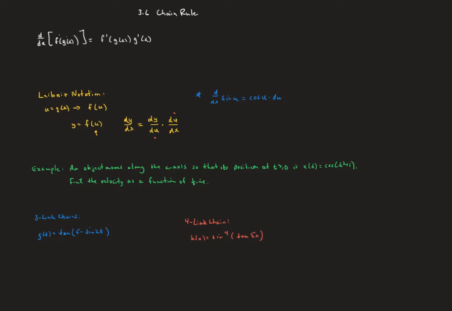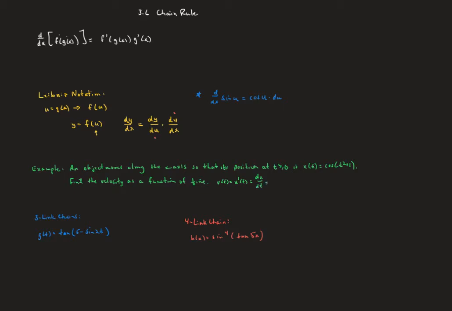So let's talk about the green example here. An object is moving along the x-axis, so its position is given by x of t is cosine of t squared plus 1. So the velocity is, we know, the derivative of position, which we can either write as x prime of t or dx dt, either one.